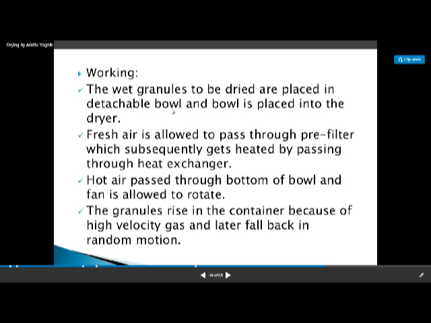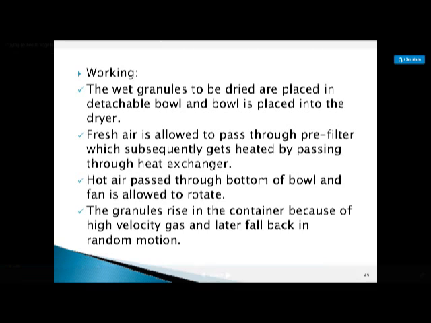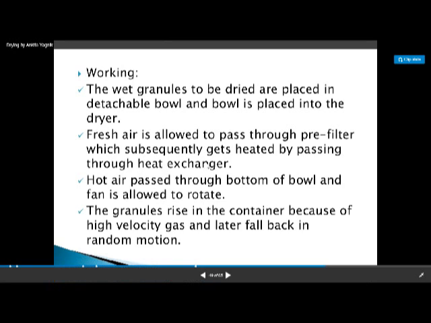They are placed in the detachable bowl, and the bowl is placed into the dryer. Fresh air is allowed to pass through the pre-filter, which is subsequently heated by passing through the heat exchanger. Right? Heat exchanger से वो जो heat आएगी, वो जो air आएगी, that is going to be heated with the help of the heat exchanger.